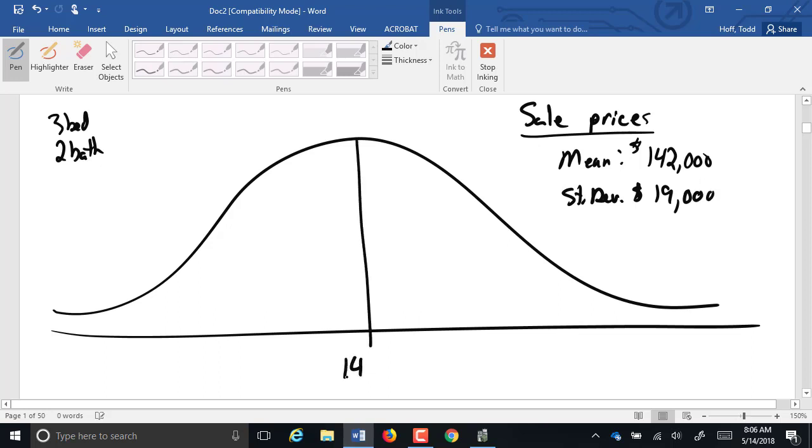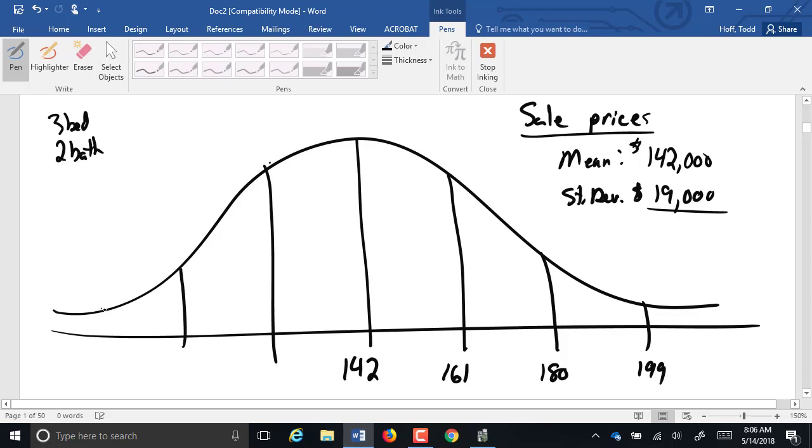In this curve, the center number here is 142,000. I'm just going to write it as 142. If I go this direction, each step is 19,000, the standard deviation. This is 161, 180, 199. Going this direction, each step is the standard deviation, 19,000. So this is 123, 104, and 85. These percents, however, are still the same.